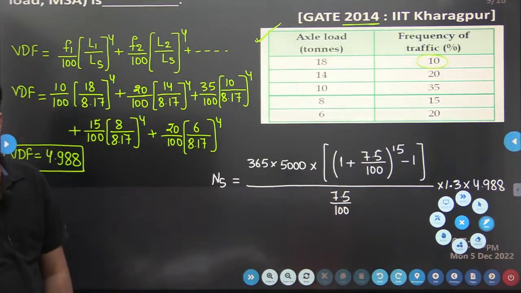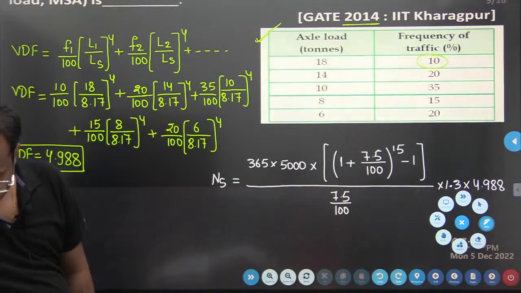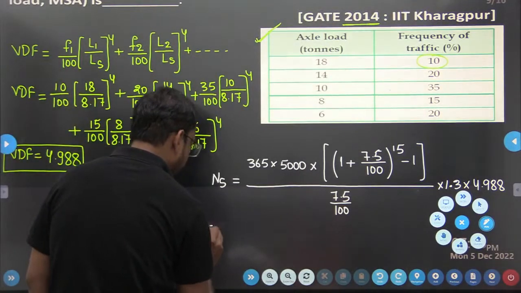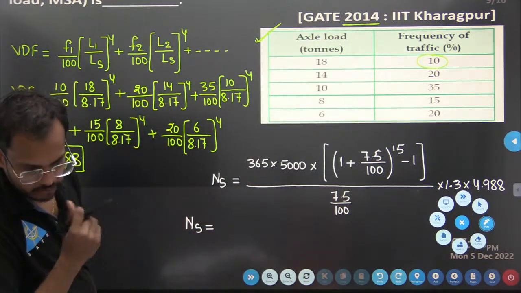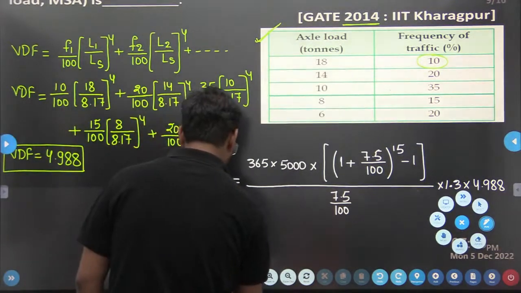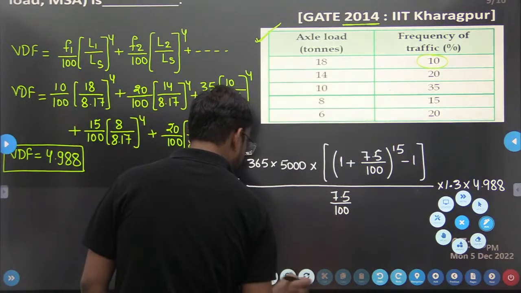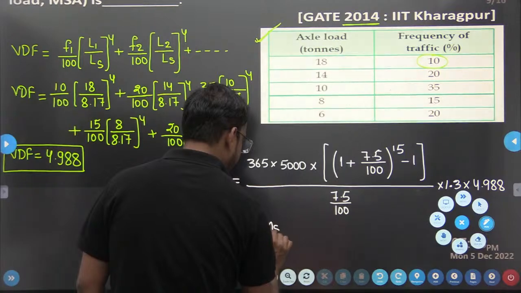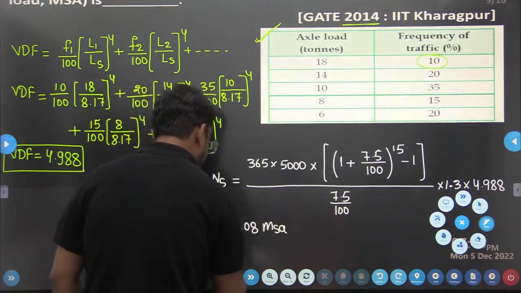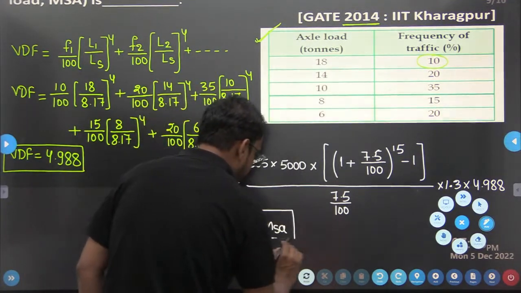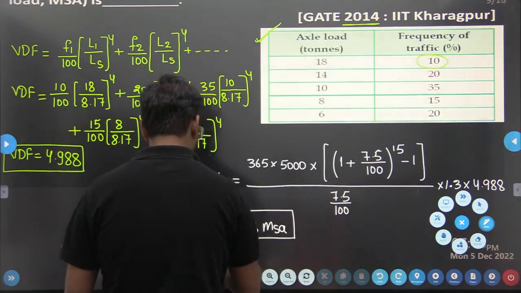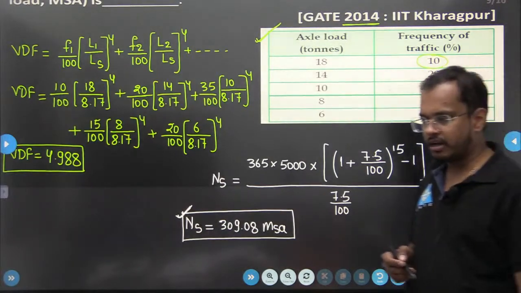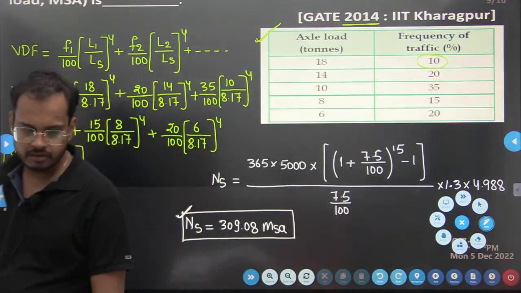Now you are able to calculate the number of standard axle. What is the value? Please calculate it. After calculation you get 309.08 million standard axle. It is the value of NS. This is the number of standard axle, 309.08 million standard axle. This is the correct value.